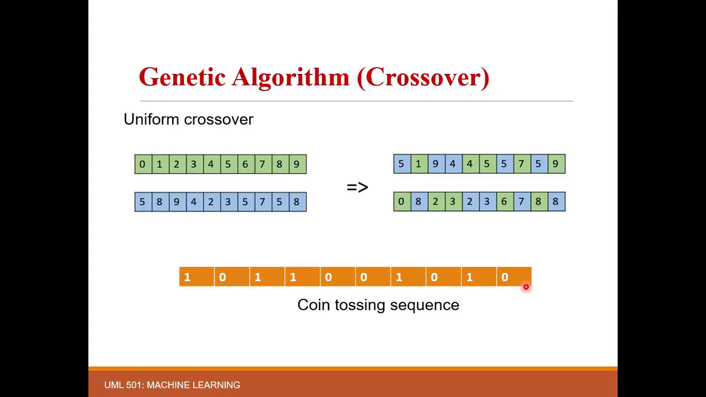Similarly you can change the other bits, and by the end of the last toss you will get completely new offspring, that is these ones, the first one and the second one. So in crossover you get two offspring from the two parents by the exchange of genes.